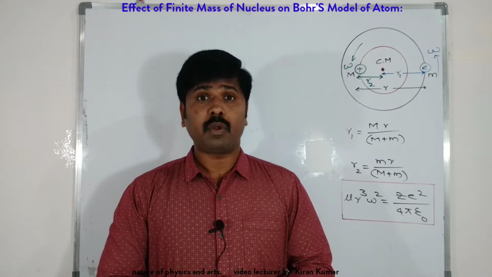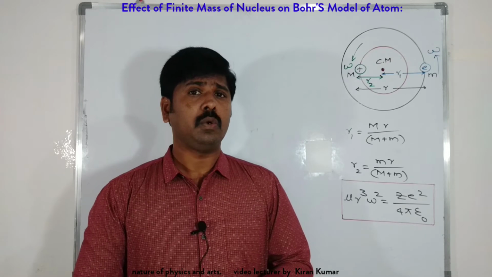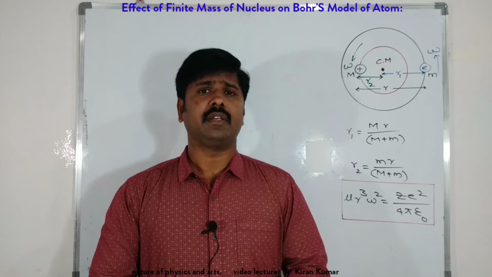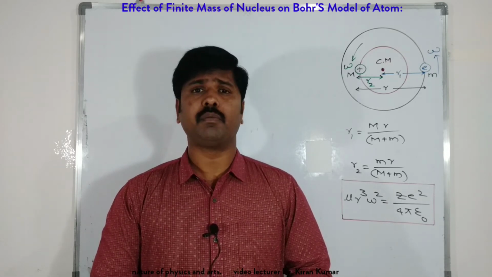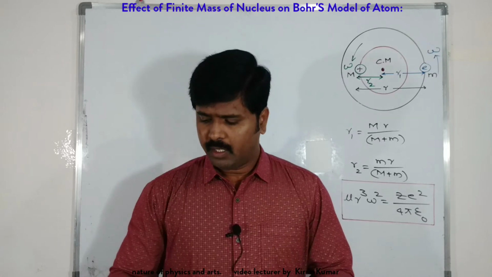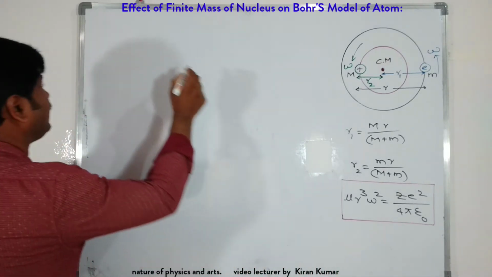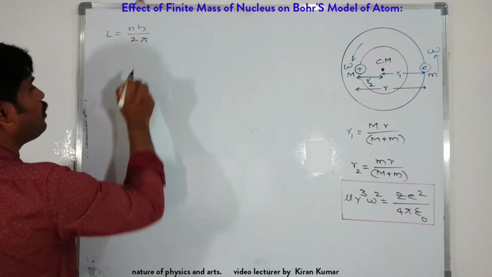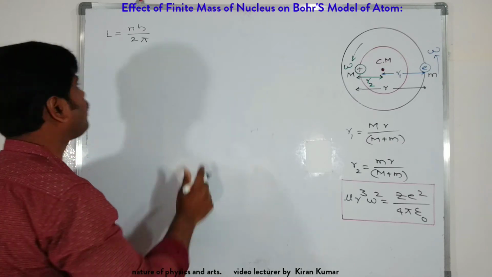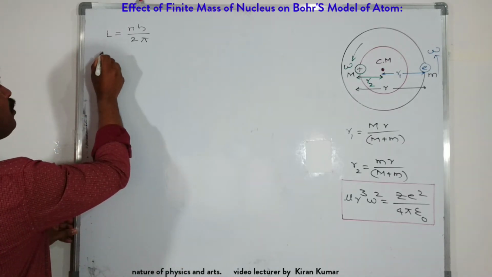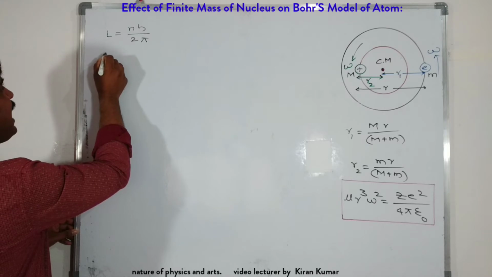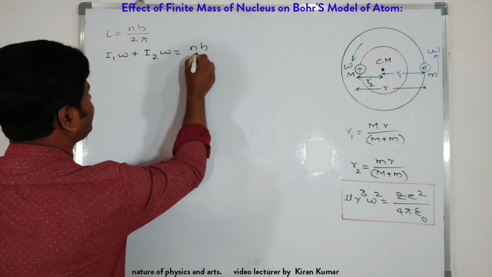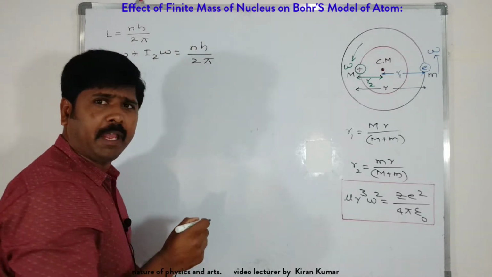According to the Bohr theory of quantization, the total angular momentum of the system remains constant. That is the second postulate of the Bohr model of atom. Here I am considering that L is equal to nh by 2 pi. Try to understand. Here L, which is the angular momentum, is I1 omega plus I2 omega, which is equal to nh by 2 pi.